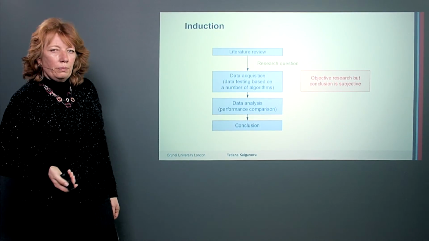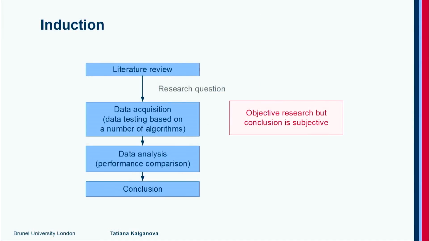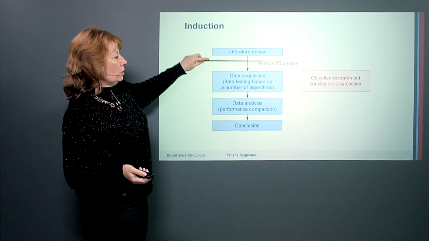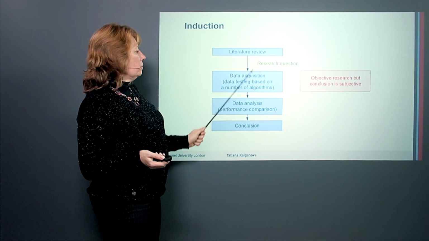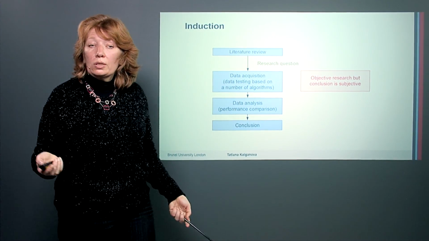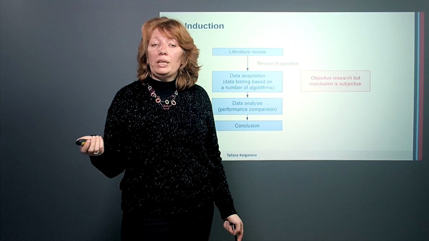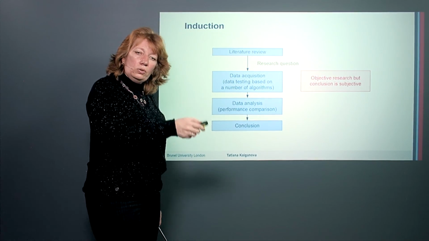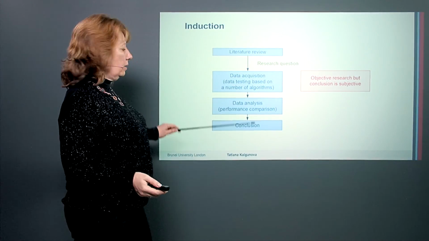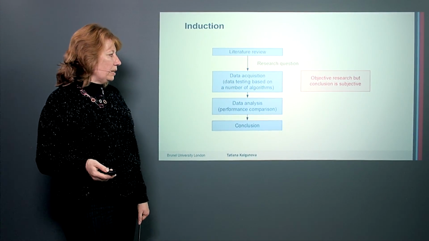Let's have a look at another example. Induction. Again, when we start to look at induction, we have literature review, data acquisition, data analysis, and conclusion. To repeat, the literature review is generating the research question. For data acquisition, for example, in our induction process, we can use data tested based on a number of algorithms. So it means all this data is tested using different types of algorithms. Data analysis will be performance comparison.